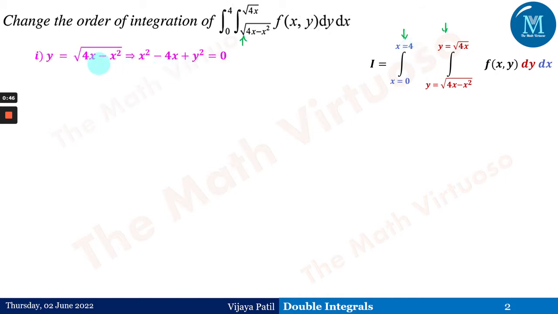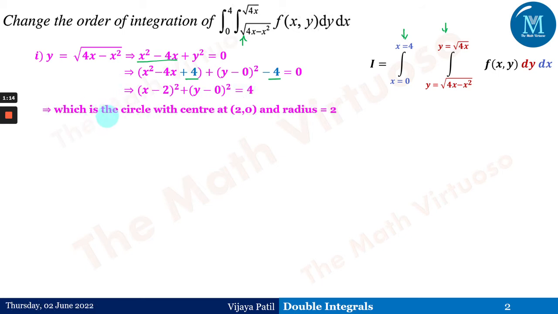Now if you check all these curves, 1, 2, 3, 4, the first curve is y equals to square root of 4x minus x square. Taking the square of both sides, we get x square minus 4x plus y square equals to 0. Making the perfect square of x square minus 4x, plus 4 minus 4, we get x minus 2 the whole square plus y minus 0 the whole square equals to 4. That gives us a circle with the center at 2 comma 0 and the radius equal to 2. So we are going to get something like this type of figure.